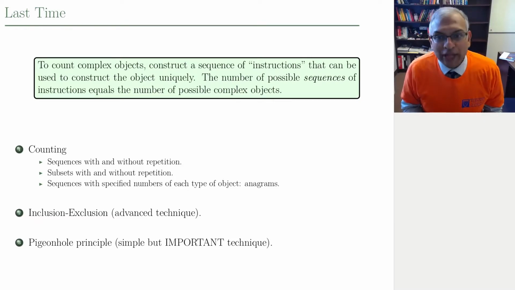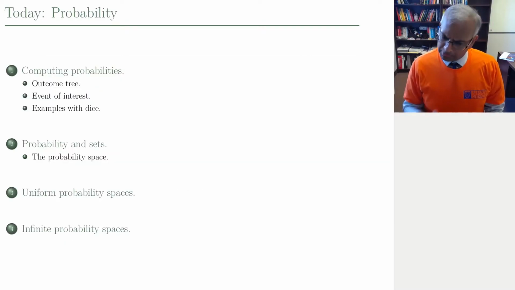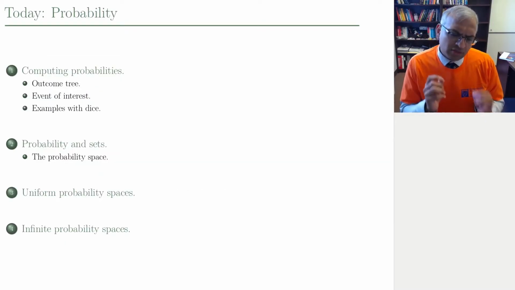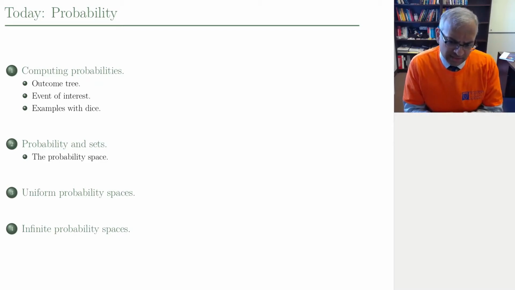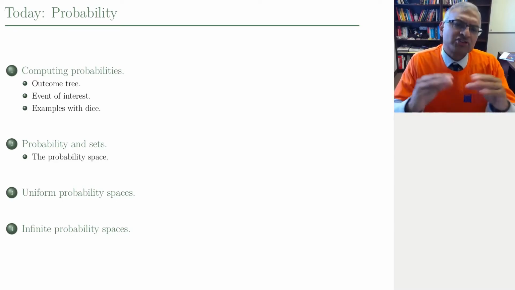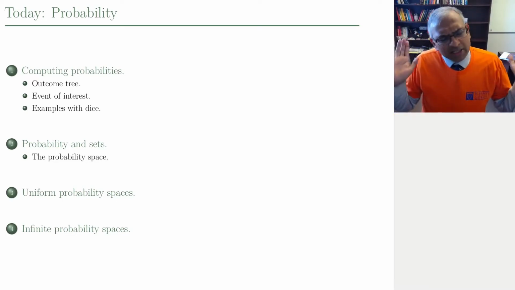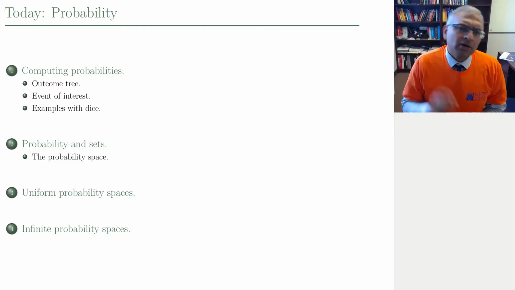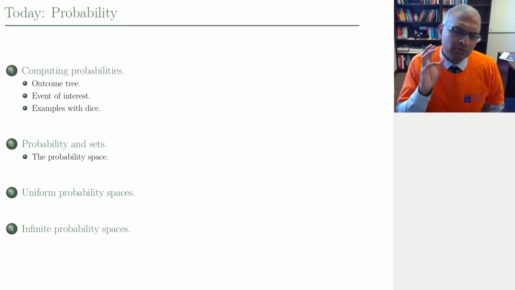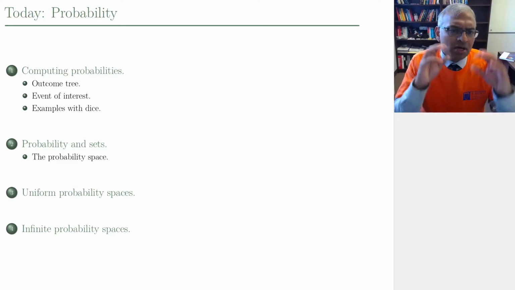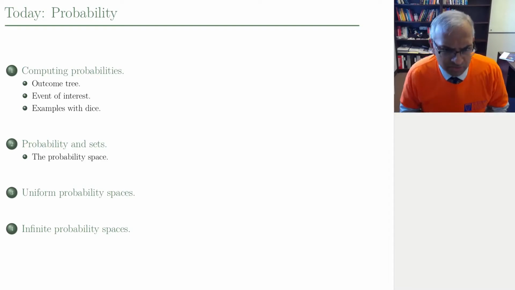Okay. Now, today, probability. Probability is related to counting. You can think of counting as sort of the hard size of a set. And you can think of probability as some kind of a soft size of the set. Anyway, but let's not philosophize too much. We're going to focus on the mechanics of probability, so we'll spend a lot of time today talking about how to compute probabilities and do a bunch of examples.